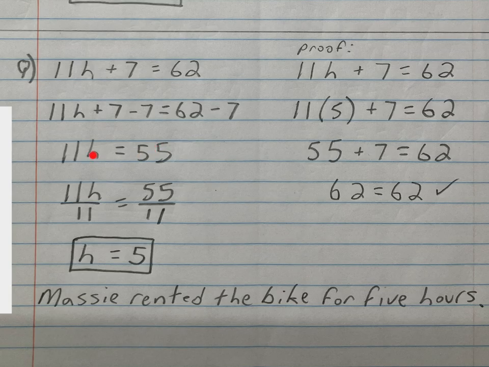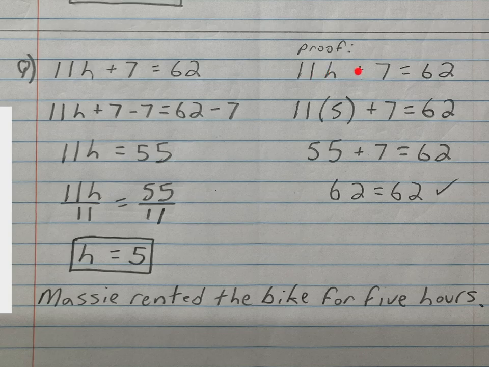So now what's happening to h is being multiplied by 11. We undo that by dividing by 11. We take what's there divided by 11. We do it to one side, do it to the other. And 11 over 11 is 1. 1h is just written as h. 55 divided by 11. How many times does 11 go into 55? It goes in 5 times. So we believe that h equals 5. I rented the bike for 5 hours. But we should check it to be sure.